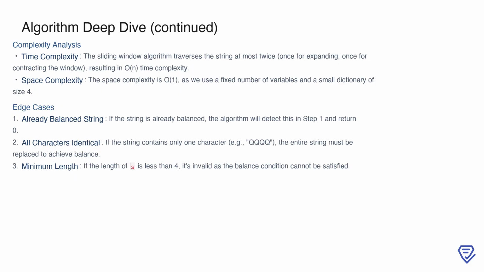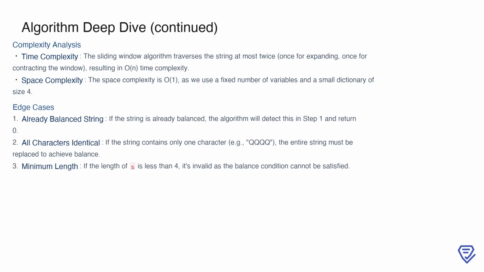Analyzing the complexity of this approach, the time complexity is O(n). This is because the sliding window ensures that each character in the string is processed at most twice, once when the end pointer expands the window and once when the start pointer contracts it. The space complexity is O(1), since we only use a fixed number of variables and a frequency dictionary with at most 4 entries for the characters Q, W, E, and R.